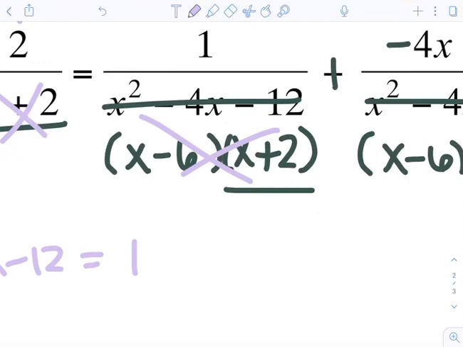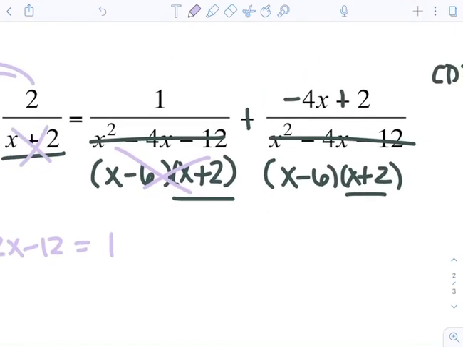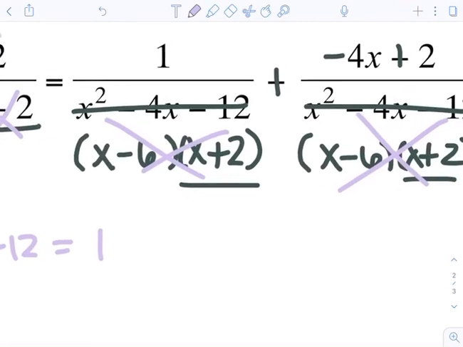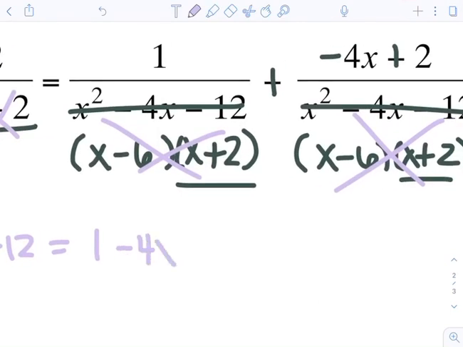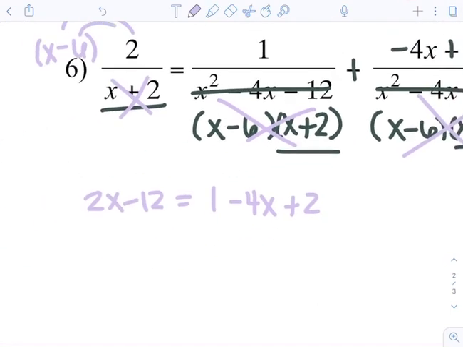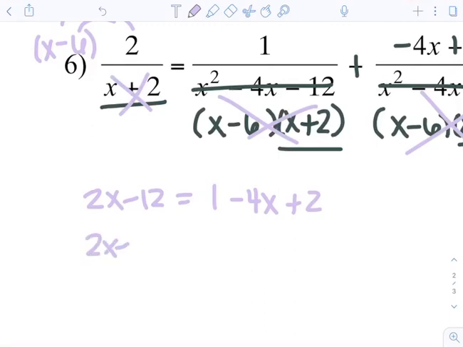well, this already has my common denominator, so that's gone. So I'm just going to write the numerator 1. This already has the common denominator, so cross that out. You don't need to multiply by anything. And then write the numerator, that's minus 4x plus 2. Combine your like terms.